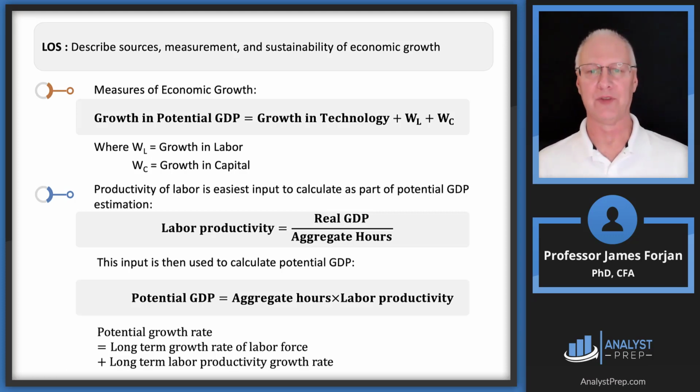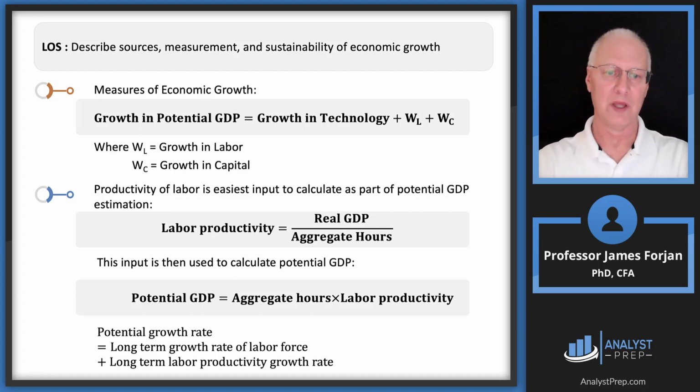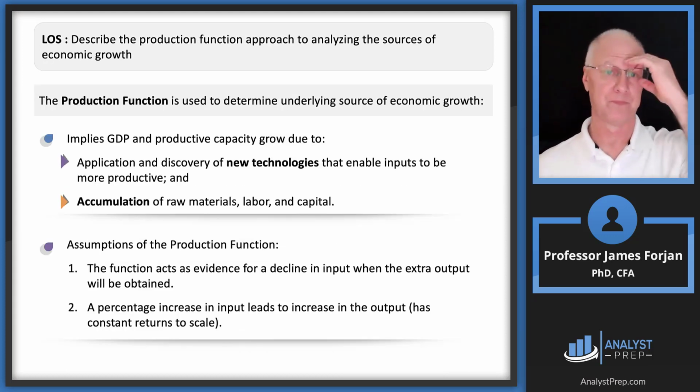Labor productivity is an easy ratio. Just take real GDP over aggregate hours. And then potential GDP, we can just say, let's take those aggregate hours times the labor productivity. And so we can use this concept of Kramer's fantasy baseball camp to come up with some idea of what the economy could look like if everything went our way, if the businesses and the individuals all did the right things, if the federal government did all the right things. So, measures in economic growth.